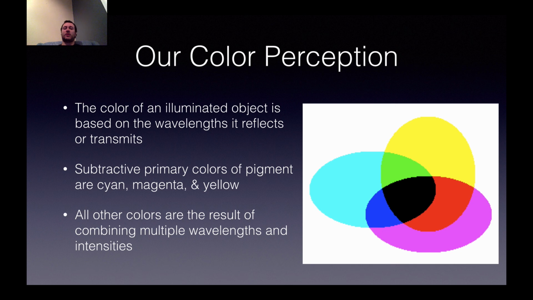Same idea here when we start looking at pigments. What you see is the result of combining those wavelengths and intensities, right? So if we start modifying the amount of yellow and the amount of magenta, we're going to get different shades of things. Equal amounts magenta and yellow pigment are going to produce red. Equal amounts cyan and yellow will produce green. Equal amounts cyan and magenta will produce blue. If we start mixing all of those in equal quantities, we eventually get to black.